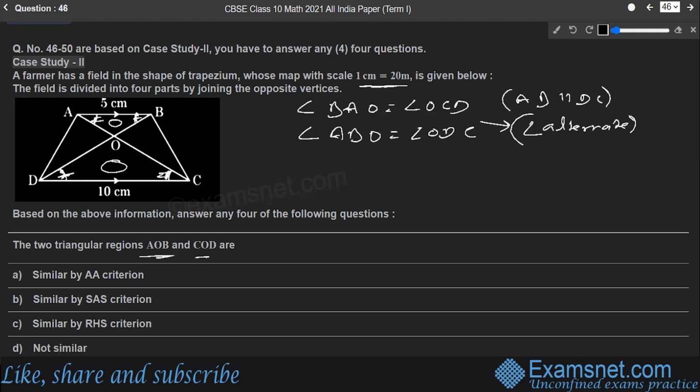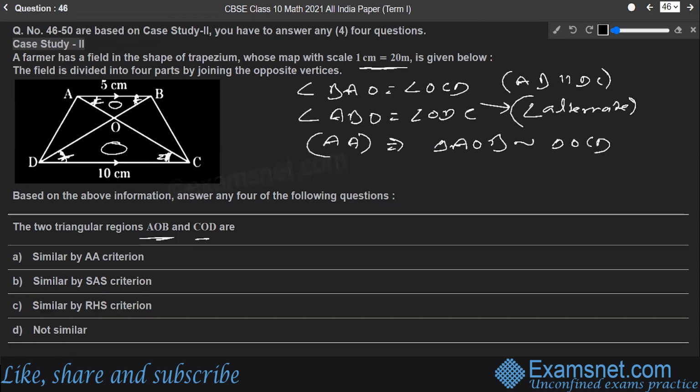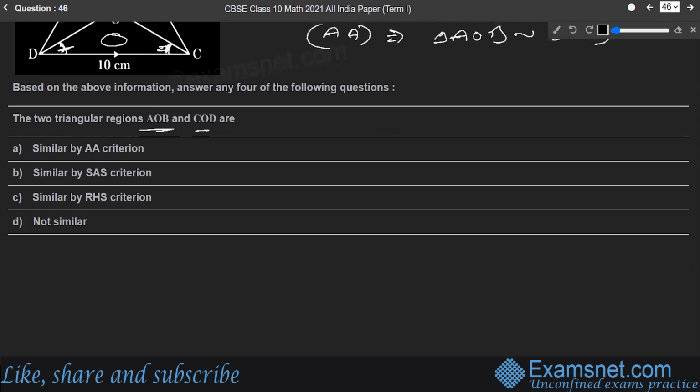So we can easily say by the angle-angle criteria that triangle AOB is similar to triangle OCD. So these two triangles are similar by which particular law? They are similar by angle-angle criteria. So we have made them similar by using the similarity criteria of the angle-angle axiom. So that is the right answer, option number A.